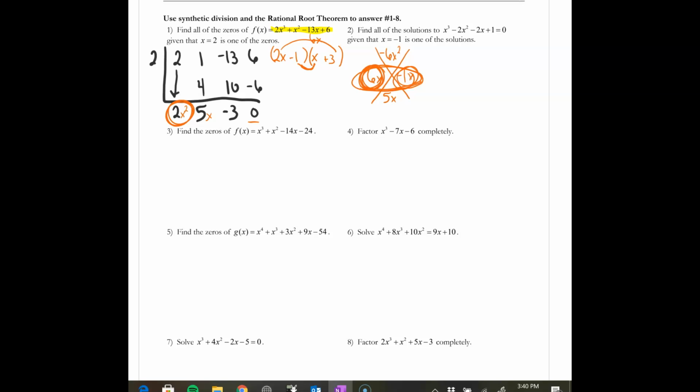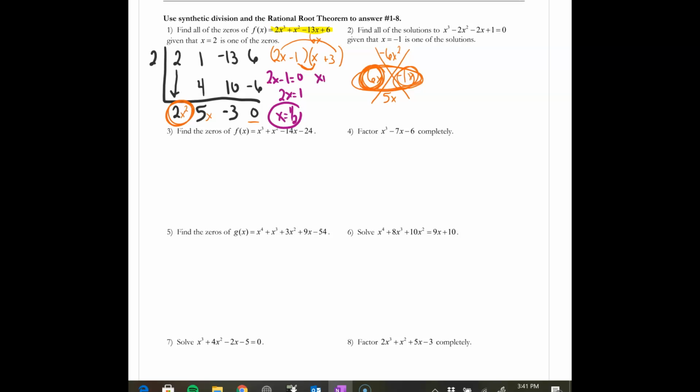And then once you get your factors, you can set them equal to 0 and solve. So some of you don't need to do this, but I'll go ahead and start showing that. So I can take this 2x minus 1, set it equal to 0. I'd add the 1. And then I would divide by 2, and I get a half. So this factor of 2x minus 1 makes the solution of x equals a half.